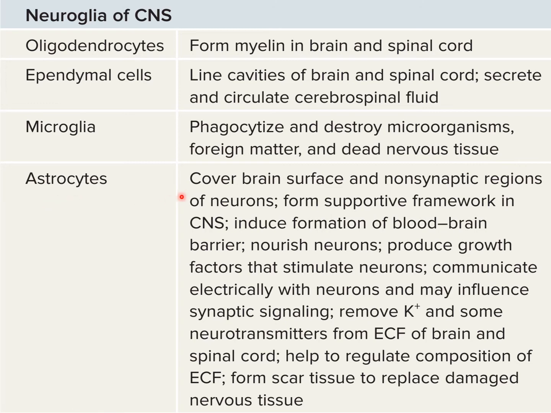Then astrocytes cover the brain surface and non-synaptic regions of the neurons and form the supportive framework in the central nervous system. And they induce the formation of the blood-brain barrier. They nourish the neurons and produce growth factors that stimulate the neurons, communicate electrically with the neurons and may influence synaptic signaling, and remove potassium and some neurotransmitters from the extracellular fluid of the brain and spinal cord. They also help to regulate the composition of extracellular fluid. And they form scar tissue to replace the damaged nervous tissue.